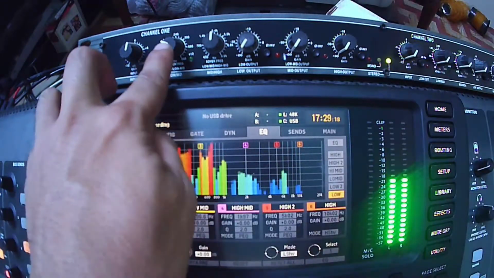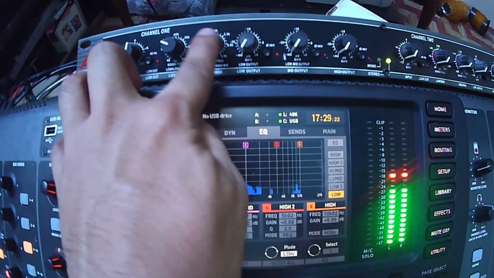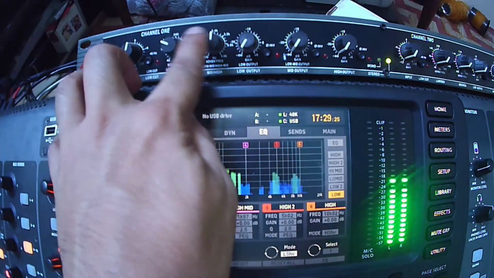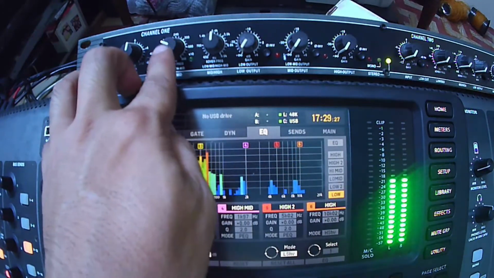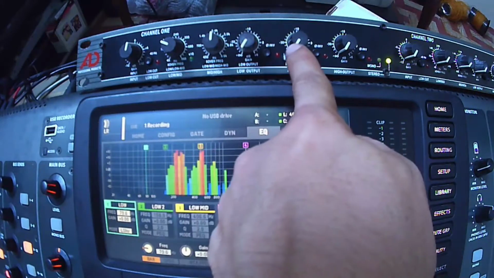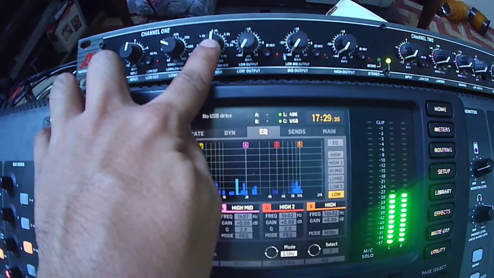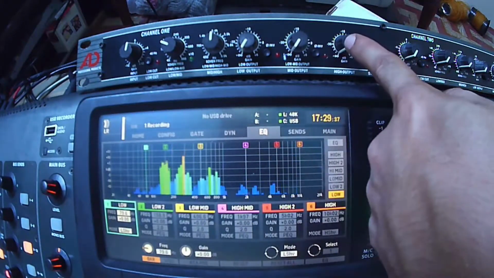Now, we have these two knobs here, which is the actual crossover frequency. And what this does is to set the frequency for the crossover between the low mid, and this knob for the crossover frequency between mid and high.